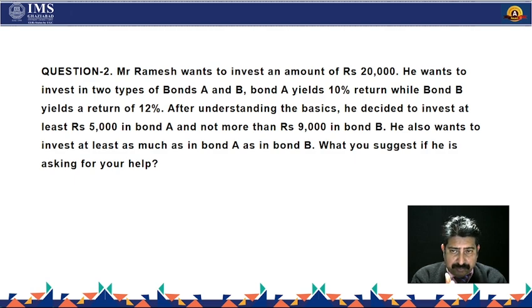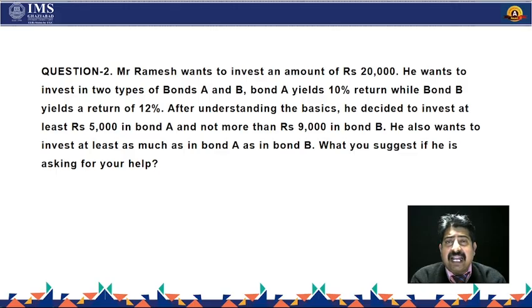Then he has two more constraints. Constraints are limiting factors. If you go through the question, the limiting factor is that he decided to invest at least rupees 5,000 in bond A. This means whatever amount he invests in bond A must be at least 5,000. The amount he invests is X, so X must be greater than or equal to 5,000. At least means he can invest 5,000 or more than 5,000. So X is greater than or equal to 5,000.